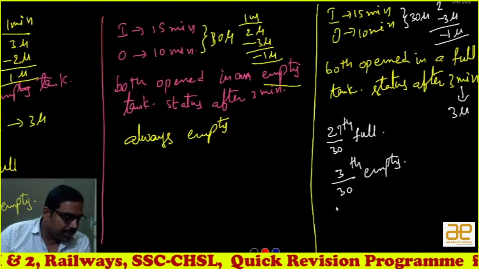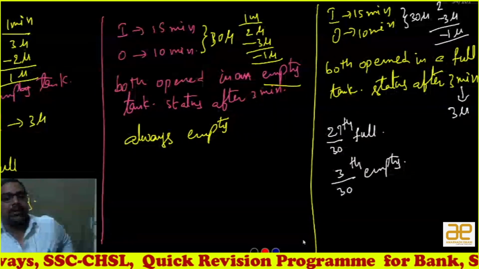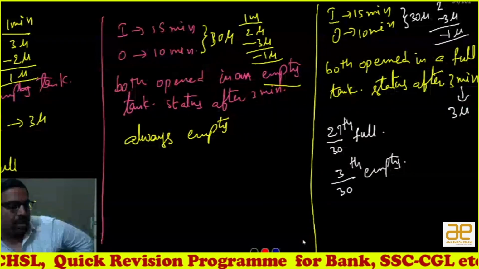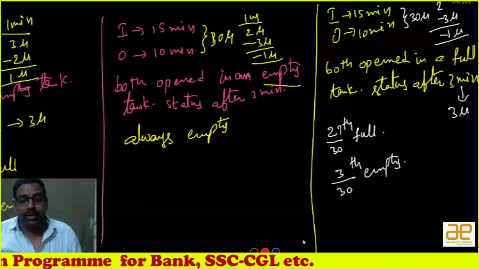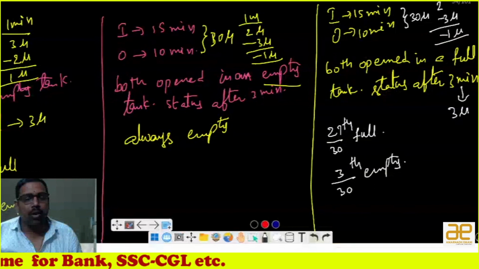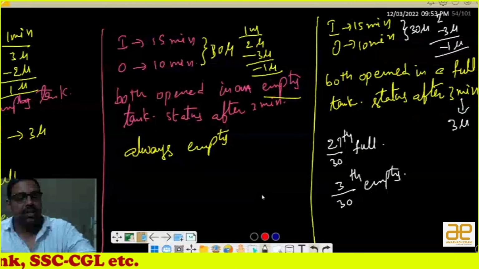Okay. This is the concept of pipes and cisterns. Any doubts in it, my dear Lokesh? Yeah, 1 by 10th empty. Okay. But this is the end of the topic called time and work, pipes and cisterns, unitary method.